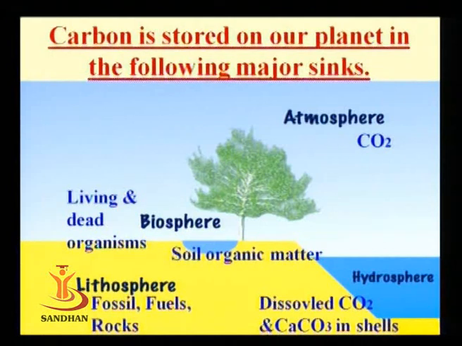First of all, let us see where all the carbon is stored on the planet. It is present in the form of carbon dioxide in the atmosphere, in the form of soil organic matter, as living and dead organisms in the biosphere, as fossils and rocks in the lithosphere, and as dissolved carbon dioxide and in shells as calcium carbonate in the hydrosphere. The carbon cycle is just a movement of atmospheric carbon dioxide to organic carbon and again release of carbon dioxide back in the atmosphere.